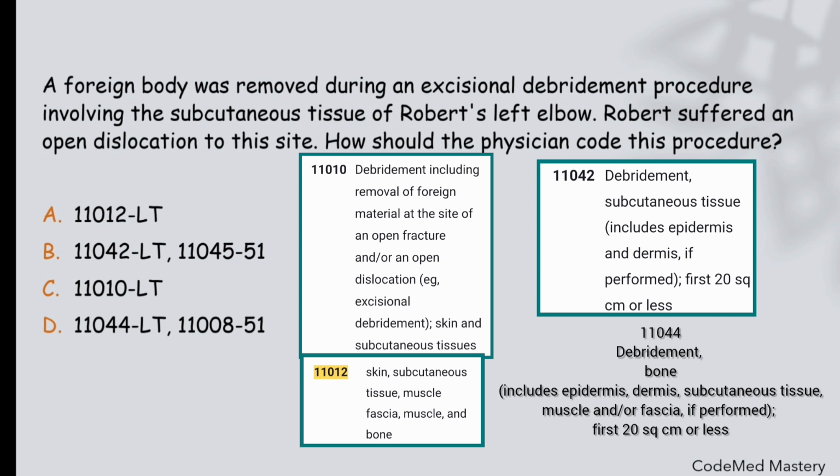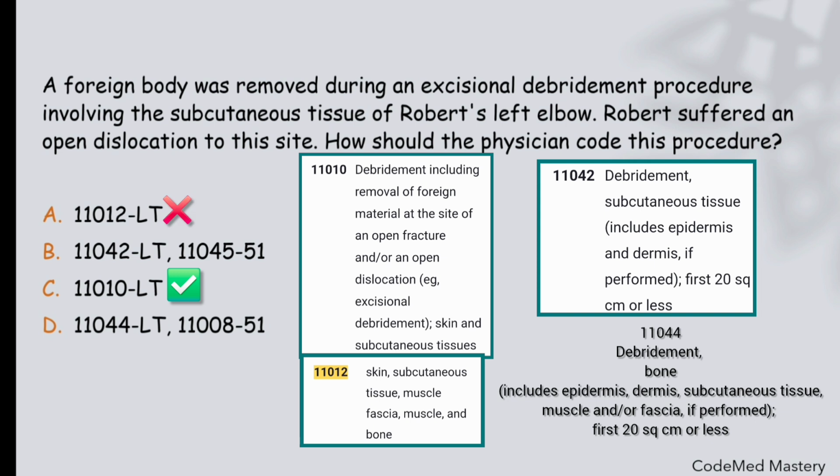In the question, they have mentioned excisional debridement procedure involving the subcutaneous tissue and the patient suffered open dislocation to this site. Therefore, the appropriate code will be 11010. That is for debridement including removal of foreign material at the site of an open fracture, open dislocation, that is matching. In the bracket, they have given excisional debridement, which is mentioned in the question, and it is for skin and subcutaneous tissue. Therefore, the appropriate code will be option C.